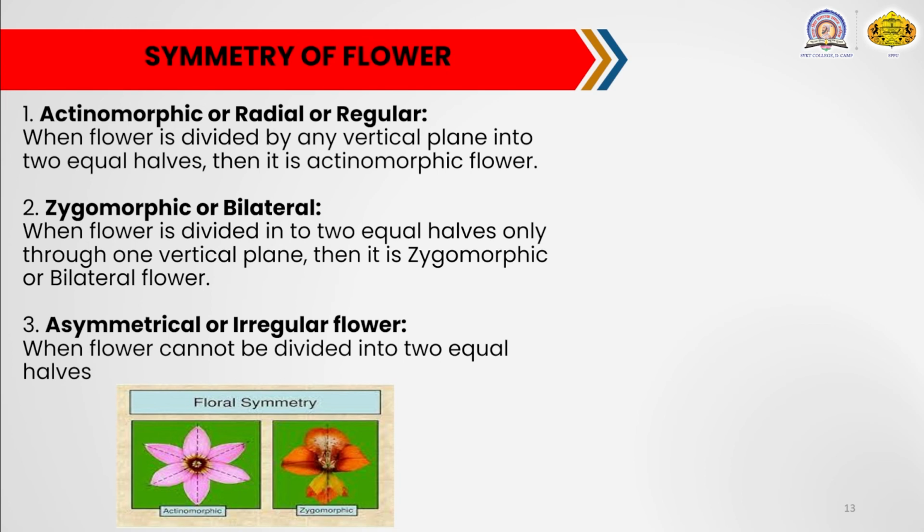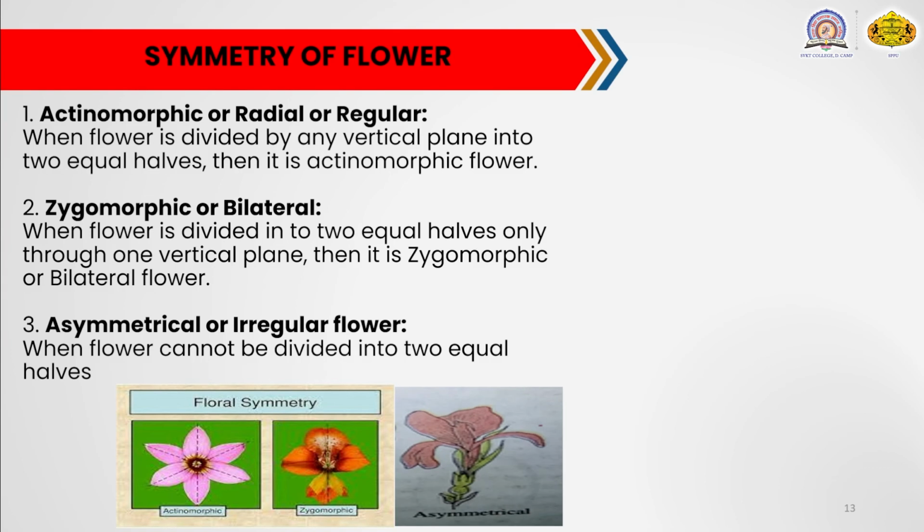The second type of symmetry observed in flowers is the zygomorphic or bilaterally symmetrical flower. When a flower is divided into two equal halves only through one vertical plane, it is called a zygomorphic or bilaterally symmetrical flower. You can see the second image of orange color. There is only one such plane. If you cut the flower along it, you will get two equal halves, and such a flower is called a bilaterally symmetrical flower.